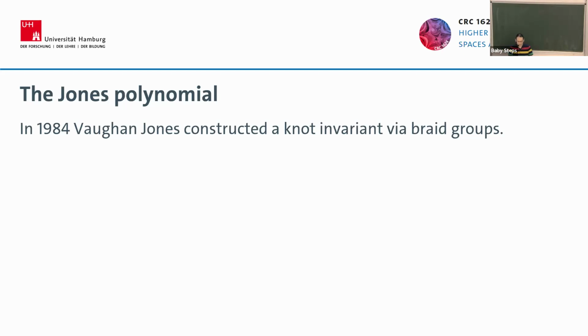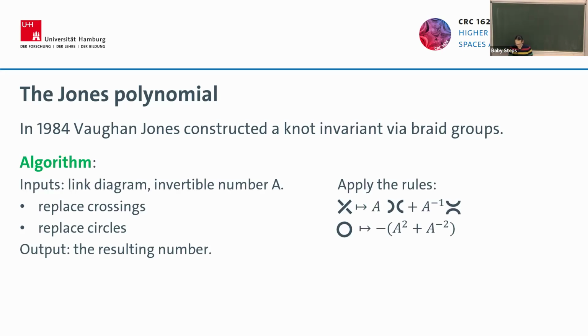Curiously, this Jones polynomial has a very elementary description that I want to show you. There's an algorithm that does this, and it goes like this. As input, this algorithm takes a link diagram, and we have to fix some invertible scalar A in a ring. This could be a non-zero complex number if you want. Then we modify the link diagram according to two rules. We're allowed to replace crossings, and we're allowed to replace circles in the picture. And then we apply these rules until we get a number.